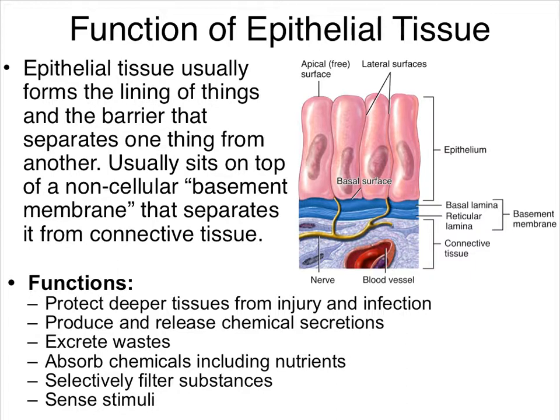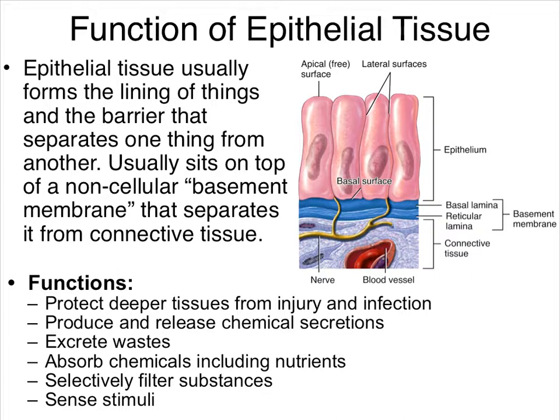The first function of epithelial tissue is to act as a barrier. It is generally what separates one thing from another. Epithelial tissue almost always sits on what's called the basement membrane. Now, this isn't a membrane like the plasma membrane or the cell membrane. This is a different type of membrane we'll delve further into later, but basically another usage of the word membrane is a thin layer of tissue.